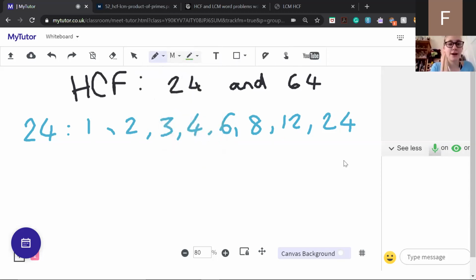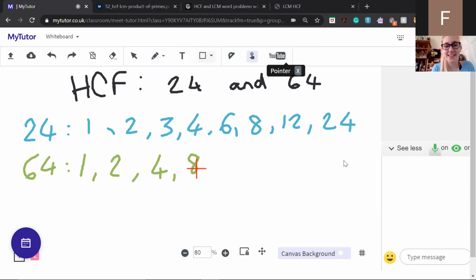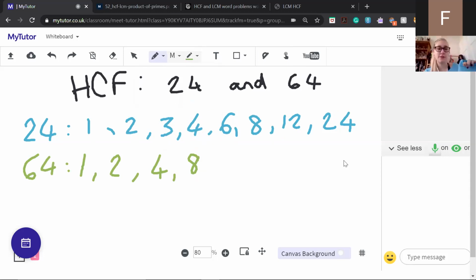And now let's think about 64. So we've got 1, 2, 4, 8. And now I know that 8 times 8 is 64, so I start working backwards. So 64 is 4 times 16. It's 2 times 32, and it's 1 times 64. So those are all of my factors of 64.